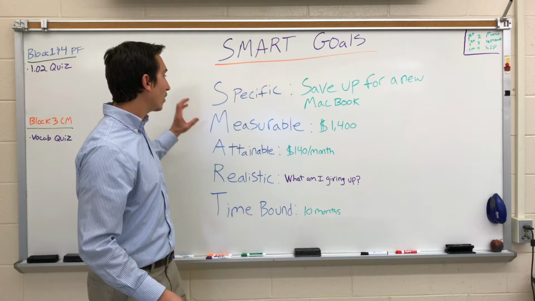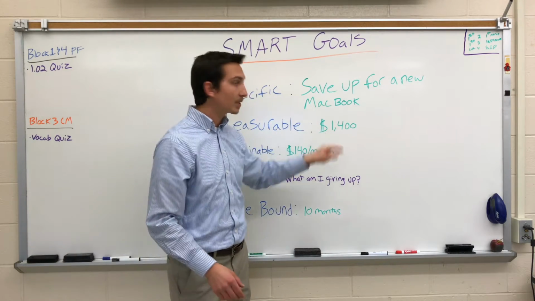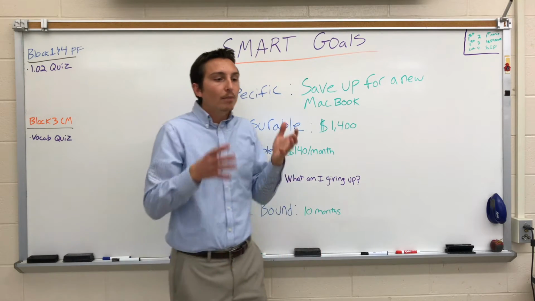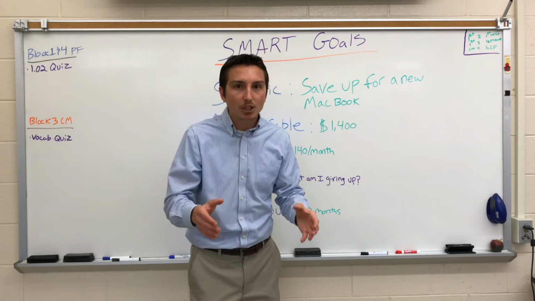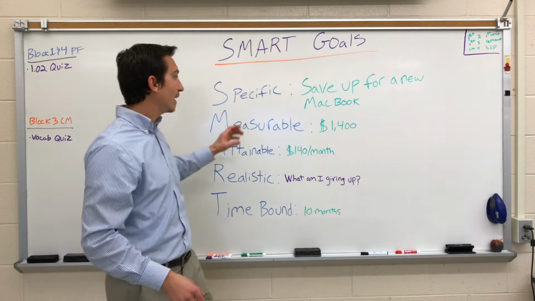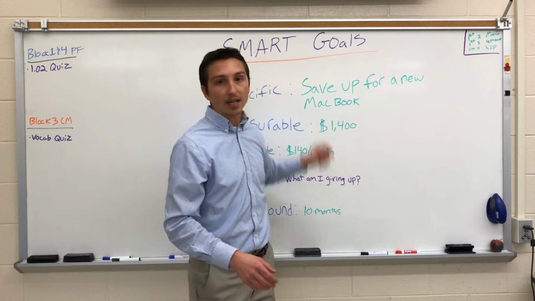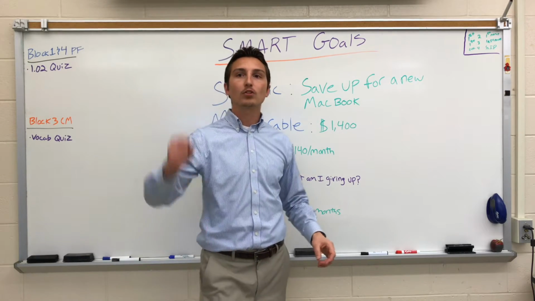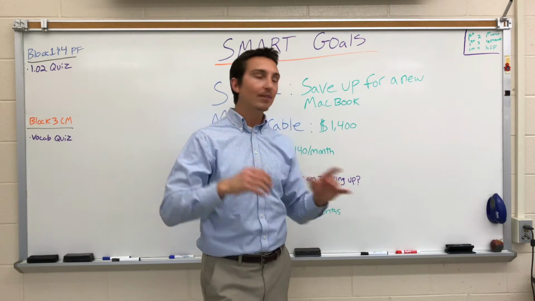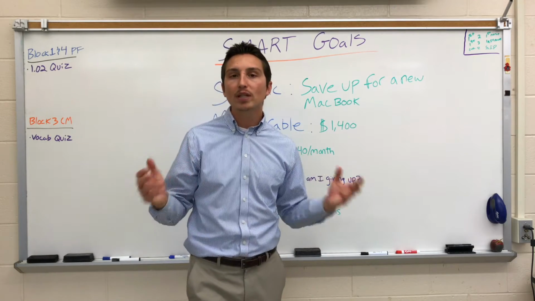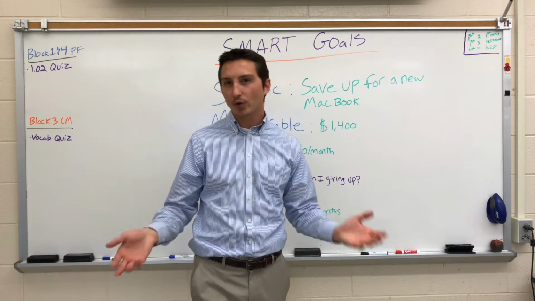And then I'm going to say, for measurable, how much I'm going to save up. Because if I just say I'm going to save up, but then don't start taking steps for it, I'm never really going to achieve my goal. So here I'm going to say, I want a $1,400 MacBook. So that's what I'm going to save up for. So now I know what it is that meets my goal. Because if I don't have it measured, then I'll never know if I really met my goal. Did I actually meet my goal, yes or no?